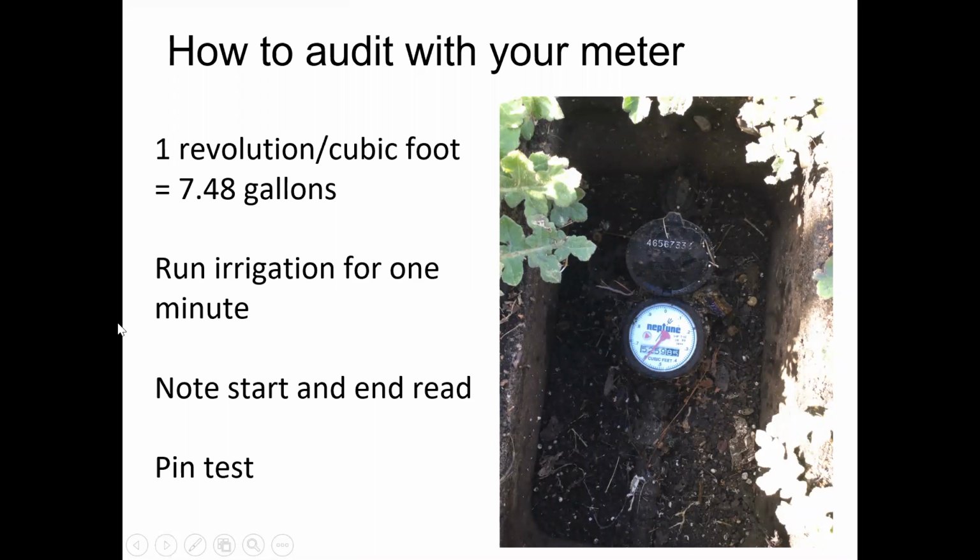So to do this, you're going to want to make sure that no water is being used. Take a start read of your meter. You can do this by taking a photo of it, or putting a little pin or a needle down where that hand is, or just writing exactly all of the numbers out and where the hand is located, and running the irrigation zone for 1 minute. Then you come back and you mark the end read and then do a little bit of math, which we'll show an example in the next slide.